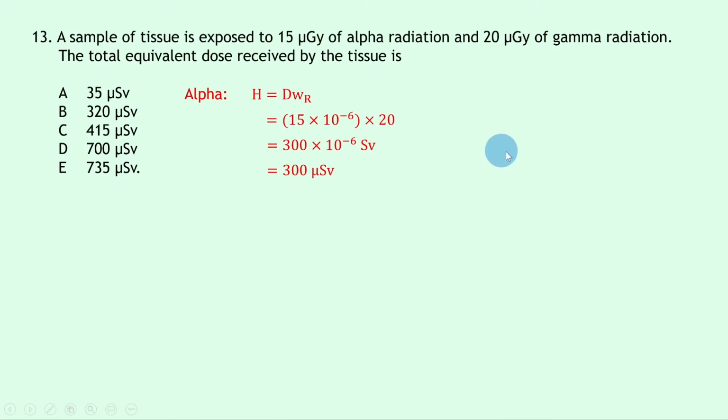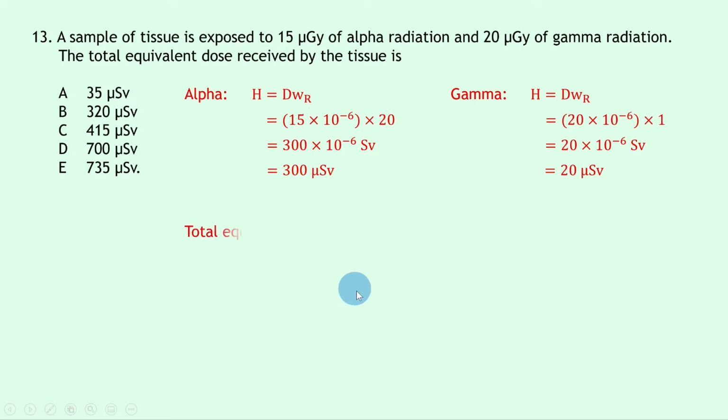We then need to do the same for gamma radiation, so we have H equals dWr. Again, 20 micrograys is the same as 20 times 10 to the minus 6 times 1, where 1 is the radiation weighting factor for gamma radiation from the datasheet, and that gives us 20 times 10 to the minus 6 sieverts, or if we put it back in with the prefix, 20 microsieverts. So adding these two together gives a total equivalent dose of 300 plus 20, which is 320 microsieverts. So this gives an answer of B.